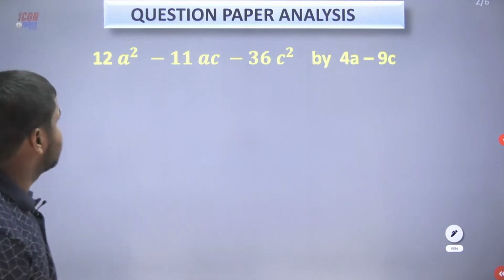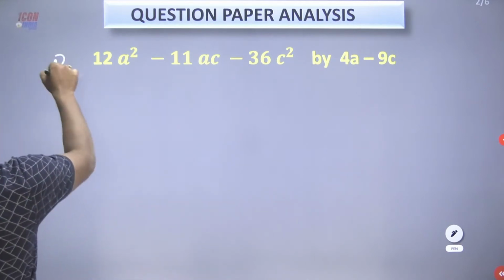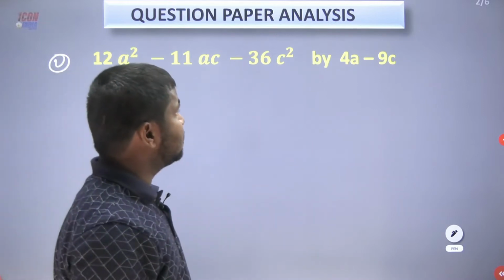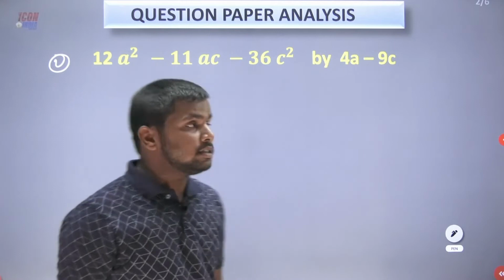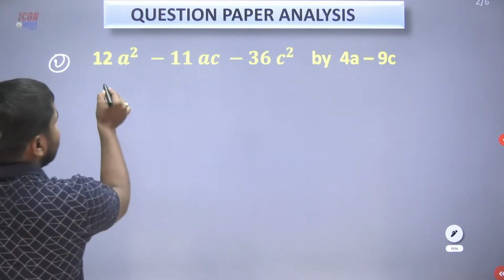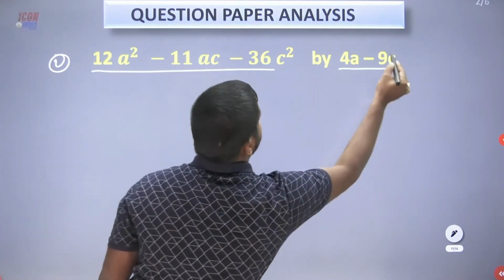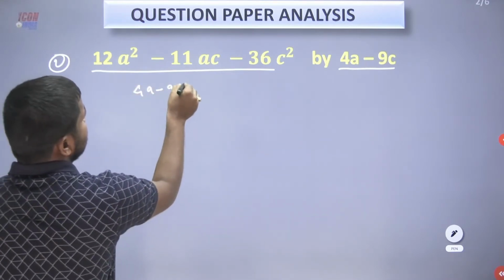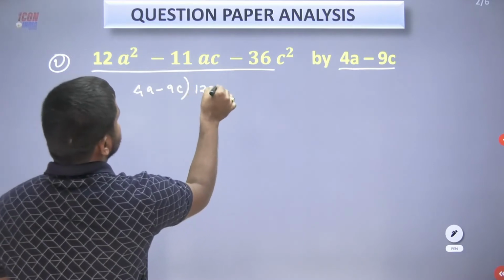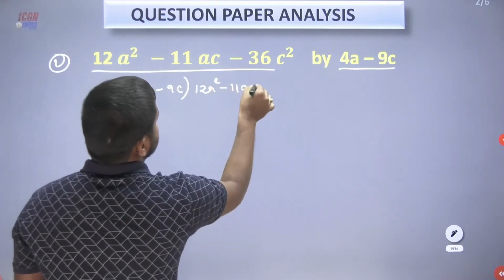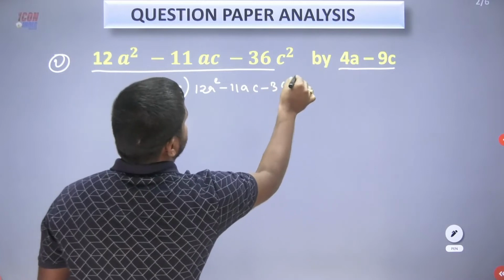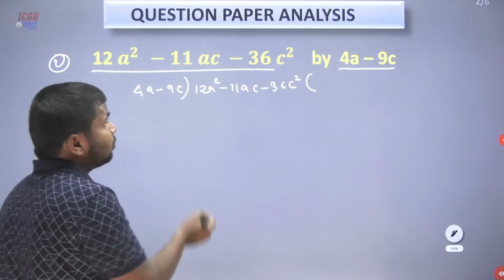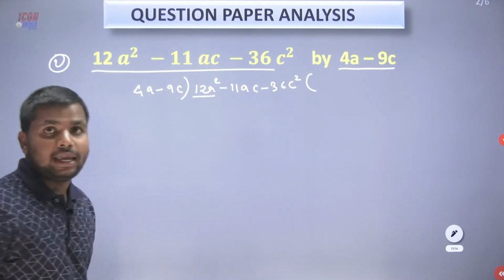Coming to the second question, here is the explanation. 12a square minus 11ac minus 36c square divided by 4a minus 9c, right? Now we need to divide this polynomial by 4a minus 9c. So we need to divide 12a square minus 11ac minus 36c square. What is the first thing we need to do? We need to eliminate the value 12a square.